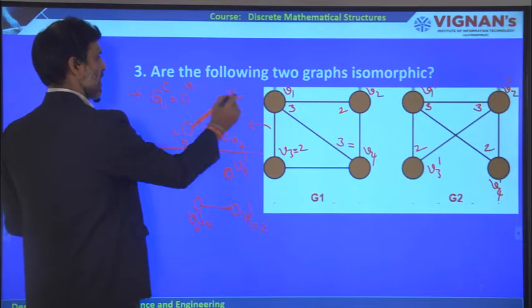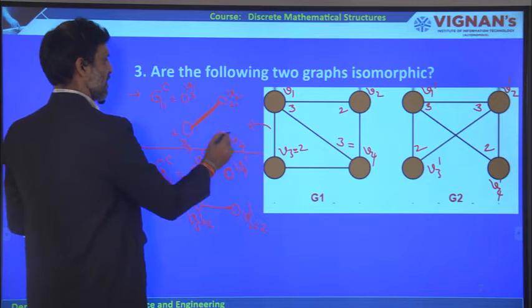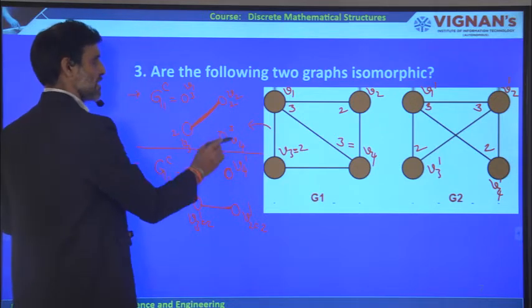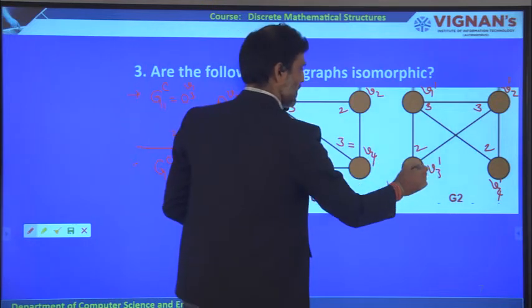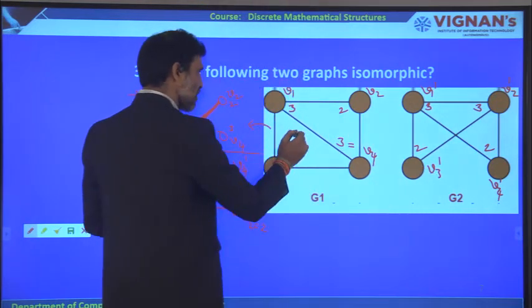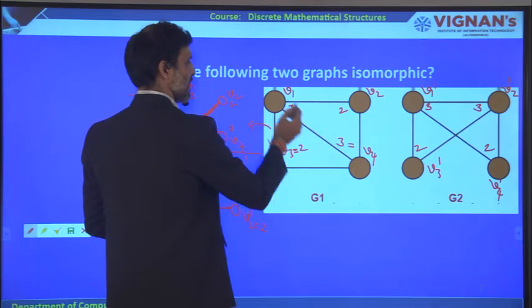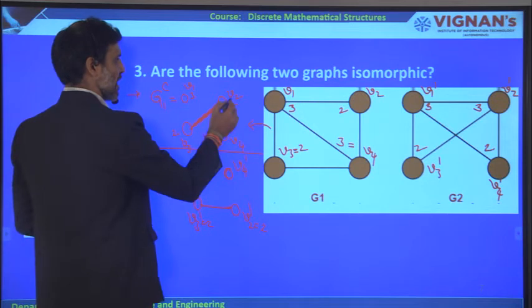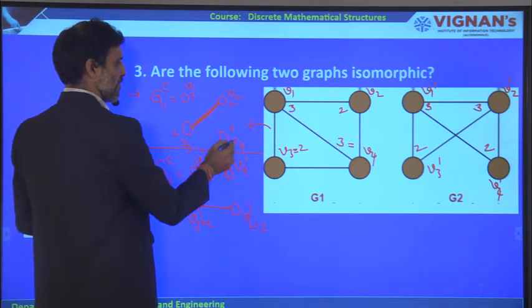So V1 and V2: V1 has degree 3, V4 has degree 3. So whatever vertices have degree 3 in the graph G2, those vertices are equivalent to the vertices having degree 3 in graph G1. So V1 is equivalent to V1 dash, but V2 has what degree? 4. So V4 has what?